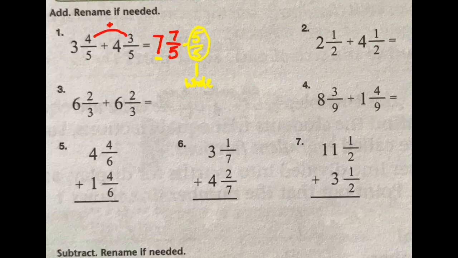Okay, so this is going to become 8 because we added this whole to that 7, the whole number 7. Now all we need to do is subtract this 5 from the 7, which then becomes 2, and the fifths stay the same. So here is your answer, 8 2/5.